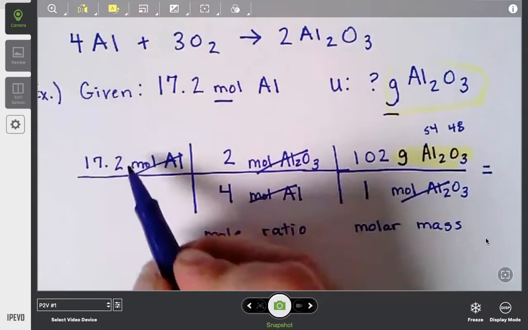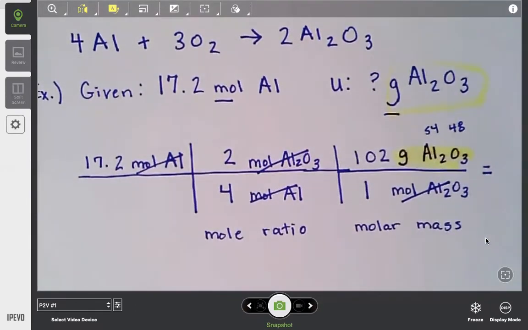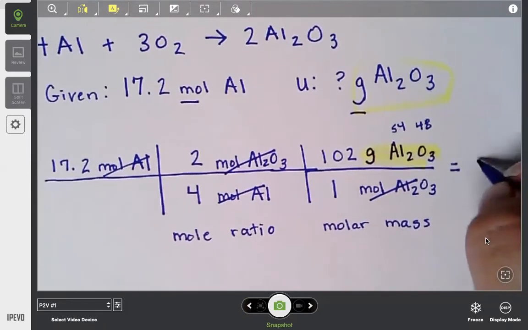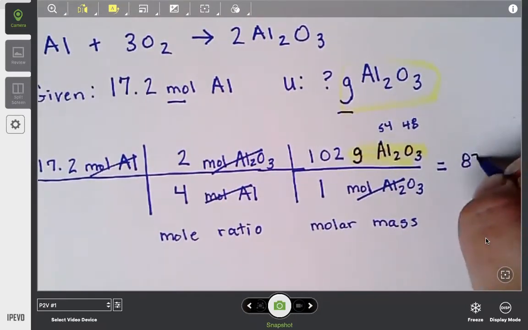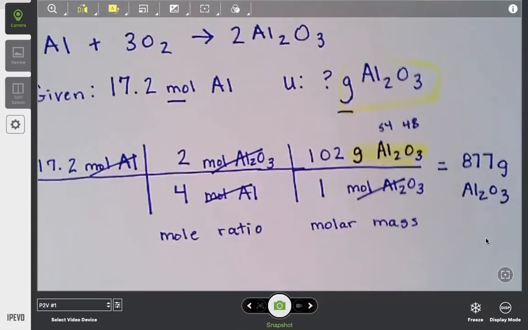So I'm now going to multiply all the way across the top. 17.2 times 2 times 102 equals. Then I'm going to divide it by the bottom. 4 times 1 is 4. And I come up with 877 grams of aluminum oxide. That's my answer.